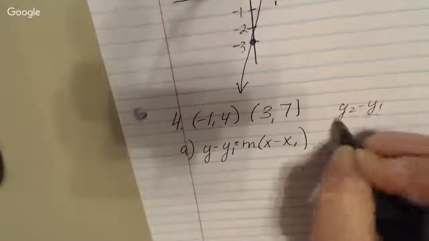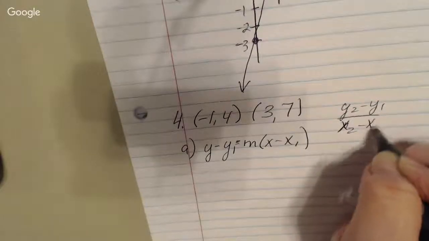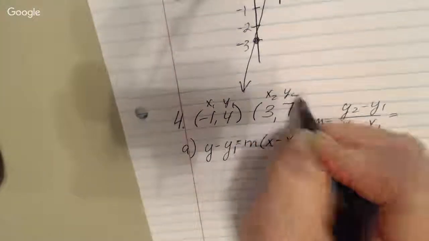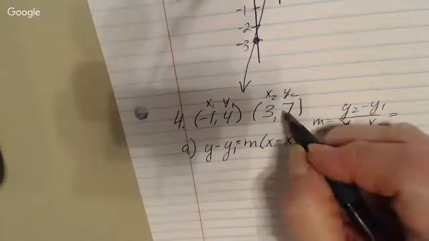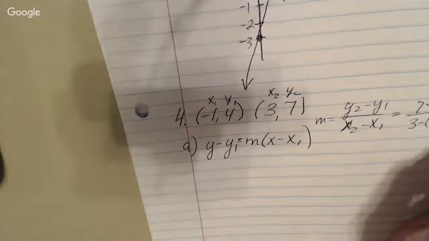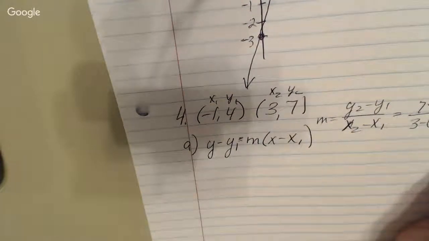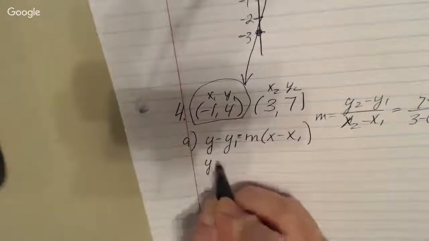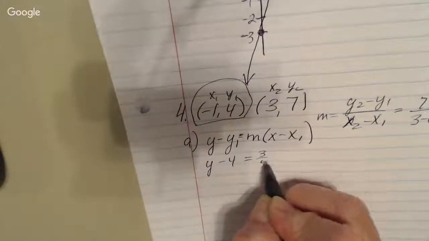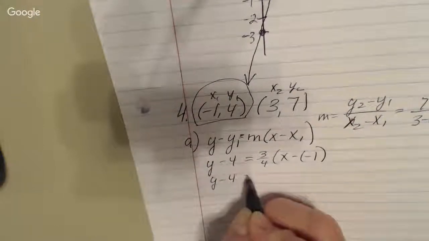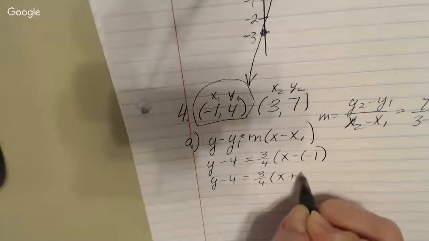So we're going to do y2 minus y1 over x2 minus x1. That's going to be our slope. So I'm just going to say x1, y1, x2, y2, and 7 minus 4 over 3 minus a negative 1 equals 3 over 4. So it looks like my slope here is 3 over 4. So now I'm going to just pick 1 point. So I'll just pick this one. I'm going to say y minus 4 equals 3/4 times x minus the negative 1. And get rid of that double negative. So I got x plus 1.